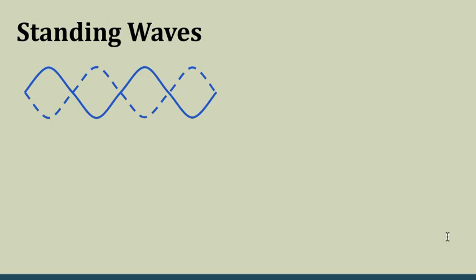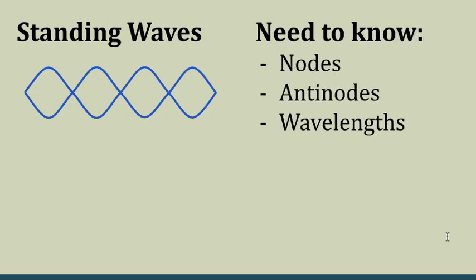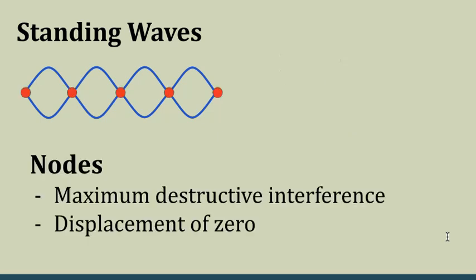So this is a diagram of a standing wave. That's something that it will typically look like. Sometimes you'll see one solid line and one dotted line. Sometimes you'll just see two solid lines like this. But anytime you see a standing wave or they mention a standing wave, it's expected that you know how to count nodes, antinodes, and wavelengths.